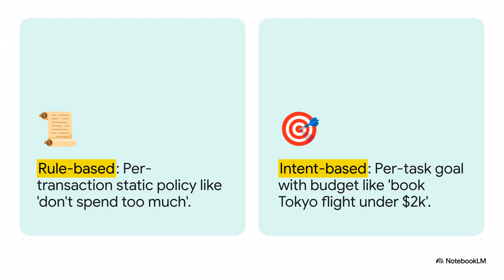So instead, we have to move to intent-based authorization. This operates on a per-task level. You tell your agent, book a flight to Tokyo under $2,000. By authorizing that overarching intent, you're allowing the agent to safely go out and make maybe 5 or even 50 necessary microtransactions, paying API fees to search airlines, booking the seat, adding luggage, all while staying perfectly aligned with your core goal.